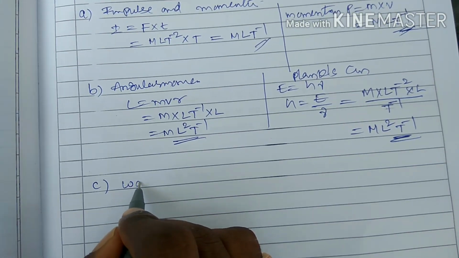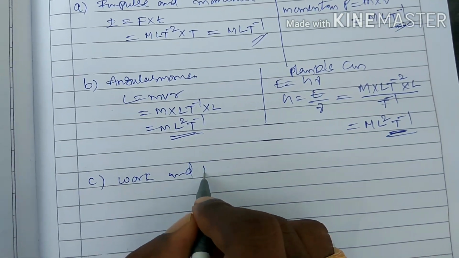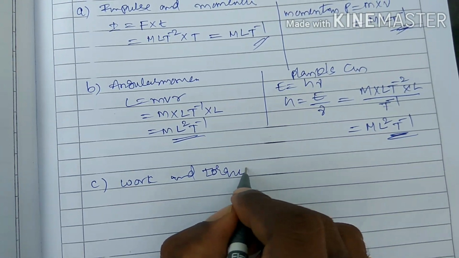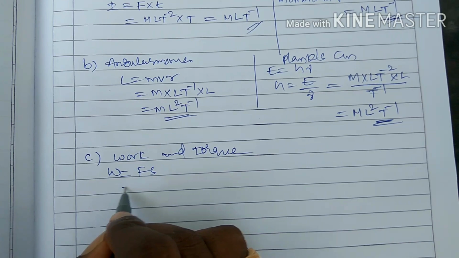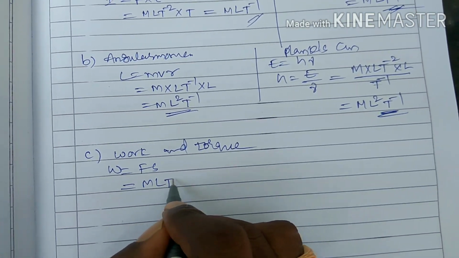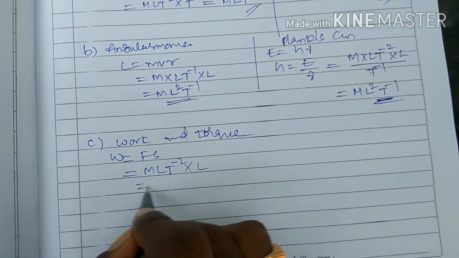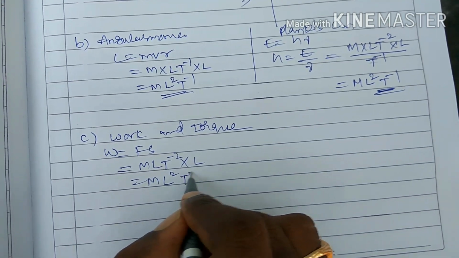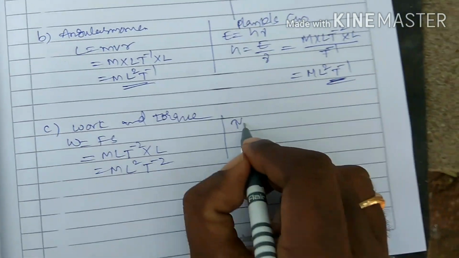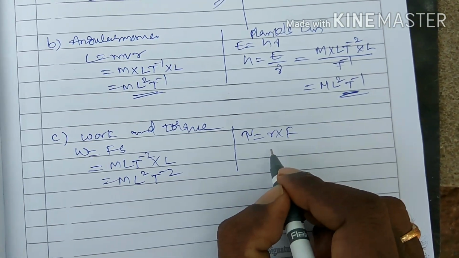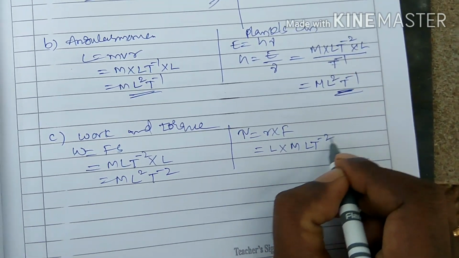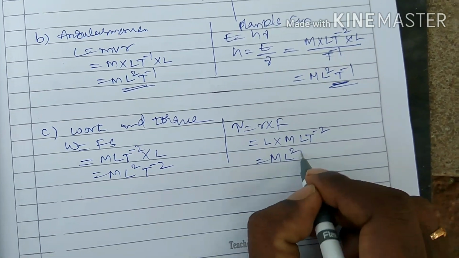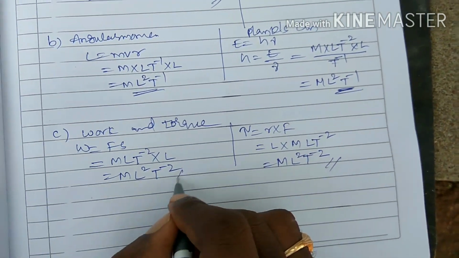So work and torque. As we already denoted in our first question, W is equal to Fs, or F dot S, which is Fs cos theta. Then MLT^-2 into L is equal to ML²T^-2. And torque tau is equal to R cross F, that is RF sin theta, which is L into MLT^-2. It is equal to ML²T^-2. So these are also identical.